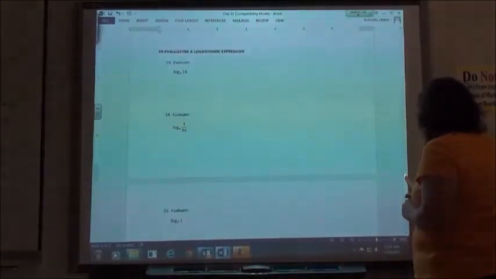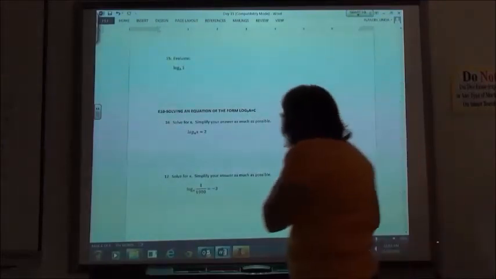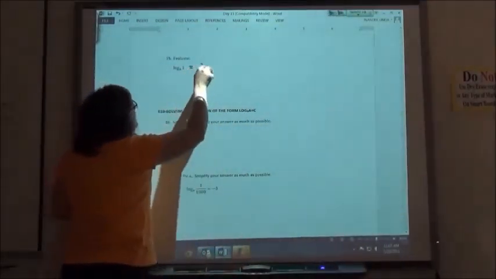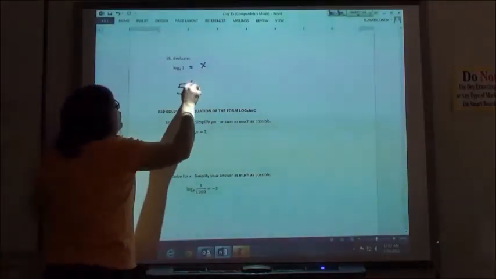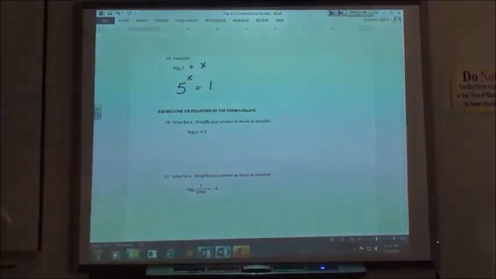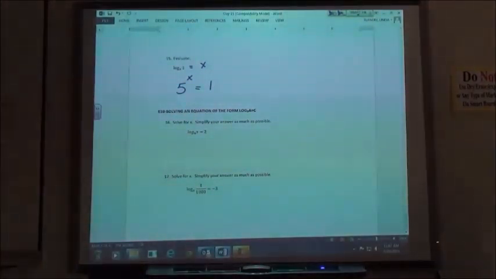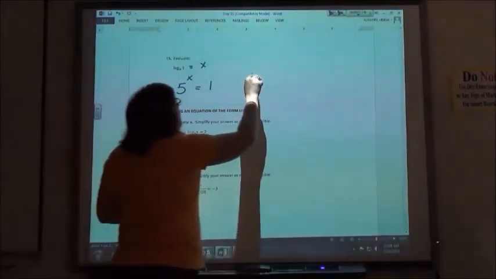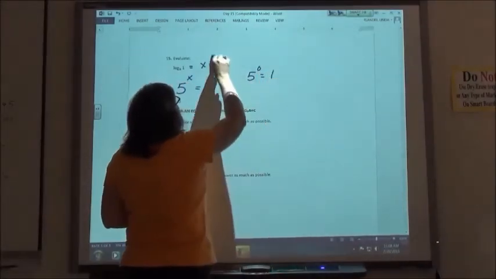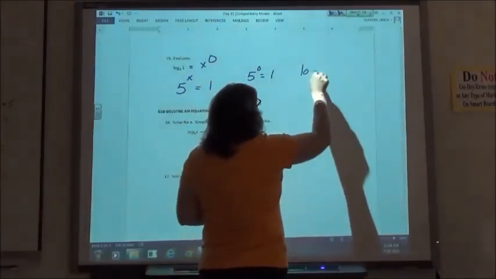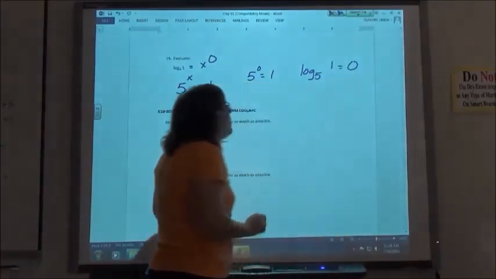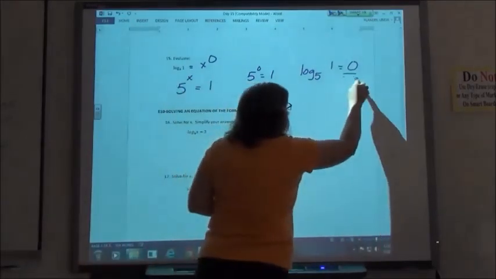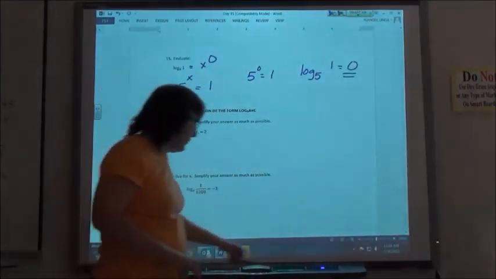So number 15, same kind of thing here. I'll slide it up a little bit. Again, it doesn't matter what variable I put over there. I'm just going to put an x for fun. 5 to what power equals 1? Well, again, I have to use my brain. Anything to the 0 power equals 1. So I'd have to have a 0 there. Log base 5 of 1 equals 0. Anytime there's a 1 there, I'm always going to get a 0 because anything to the 0 power equals 1.